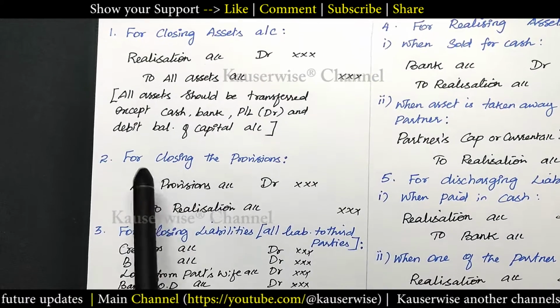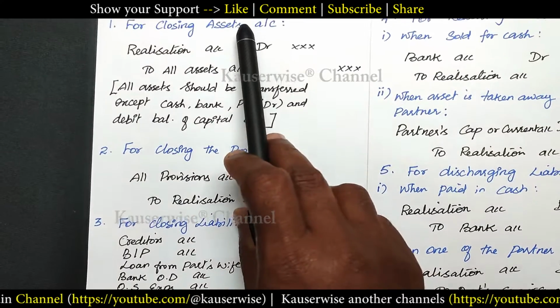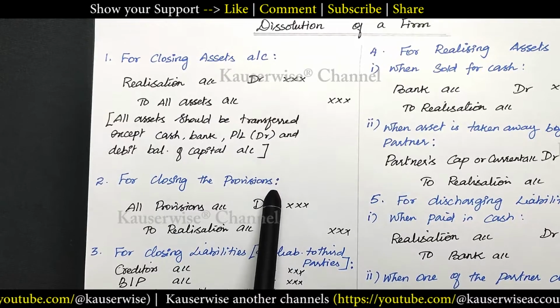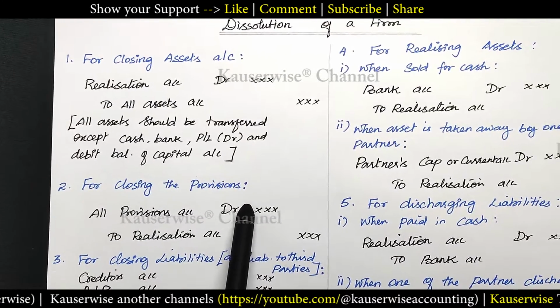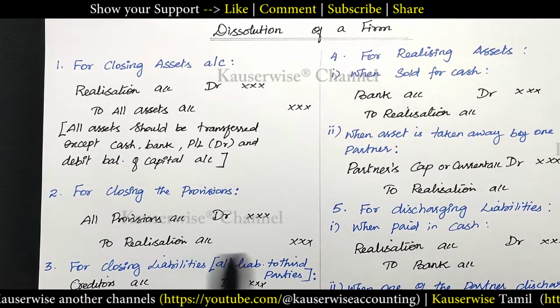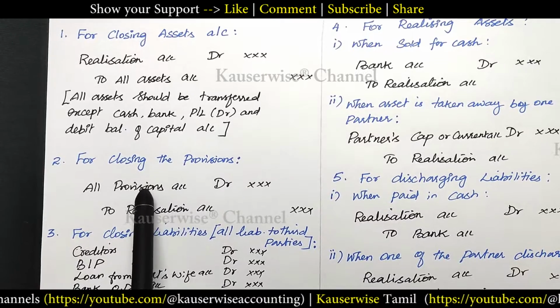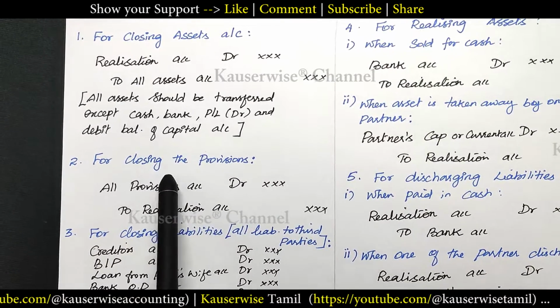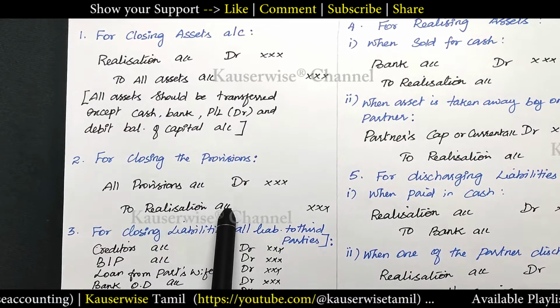The next one, for closing the provisions. After closing all the assets, the next step is if you find any provisions like provision for debtors, provision for depreciation, or any other provisions, just transfer all the provisions to realization account. All the provisions are always credit balance, so when you close it, just debit. All provisions account debit to realization account.